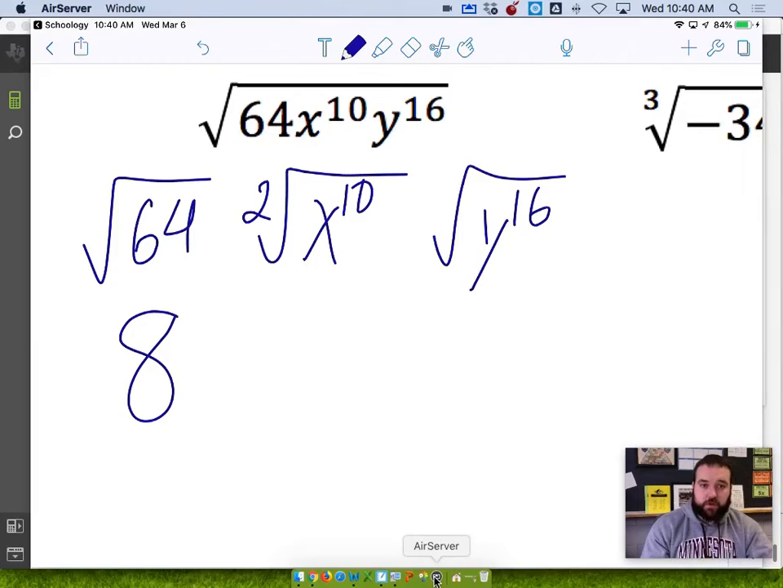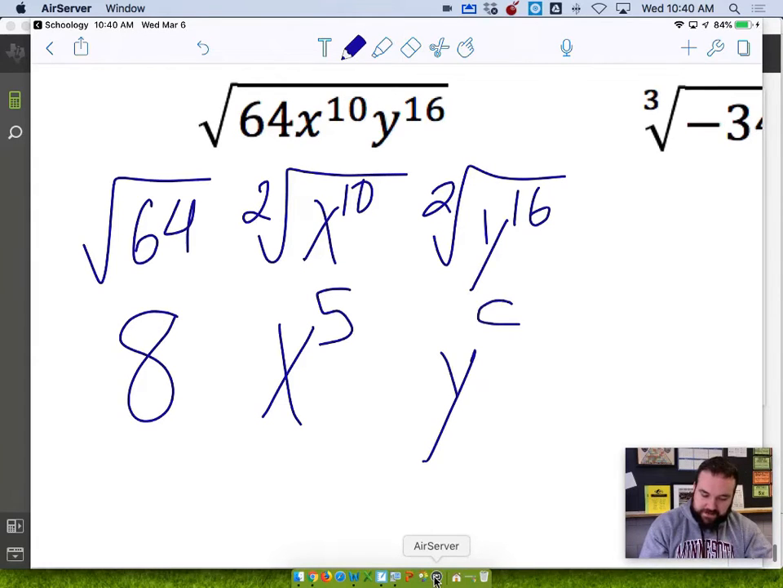Some of you may already know the shortcut. In order to simplify the square root of x to the 10th, all I'm going to do is take the exponent and divide by the index. So I'm just going to do 10 divided by 2, and that's going to give me x to the 5th. And if I do the same thing here, 16 divided by 2 is 8. It's important to know that I only divided because it was an exponent. What I don't want you to do is to say, oh, the square root of 64 then must be 32 because 64 divided by 2. That trick or that rule only works if there's a radical and then a power underneath.